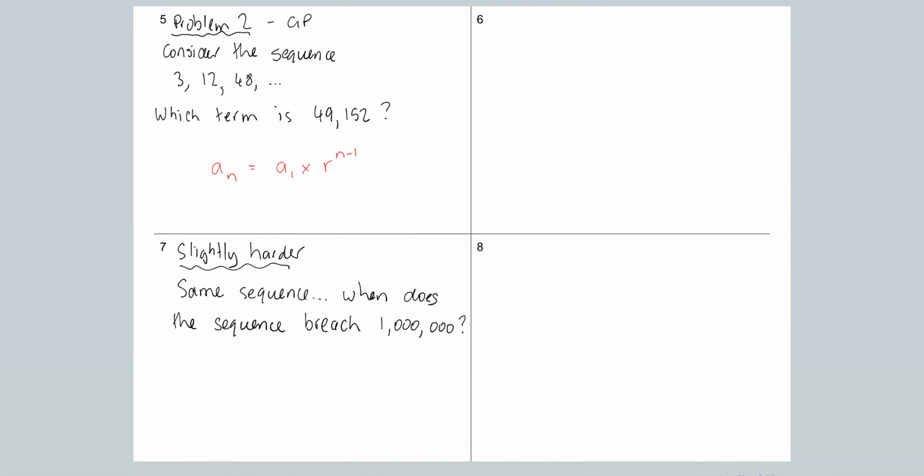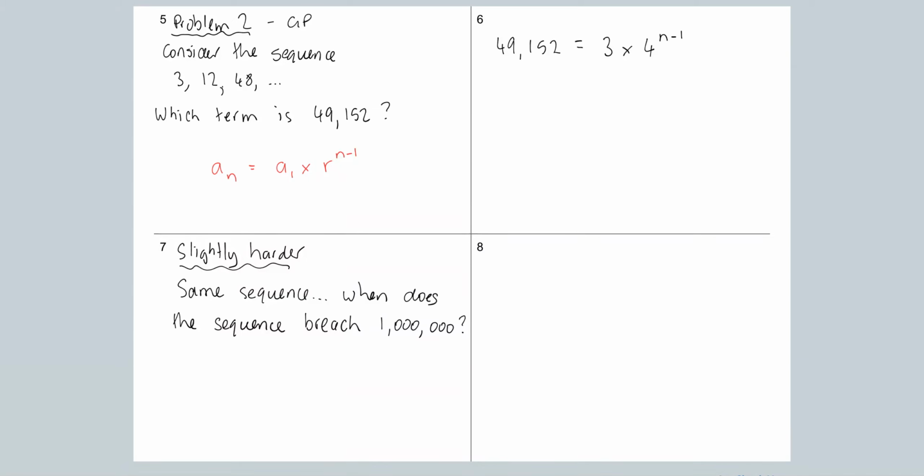We're asked to find out which term is 49,152. So we use a very similar process to start with, in that we use the general formula there, an equals a1 times r to the power of n minus 1, and we substitute the stuff we know. So we know that the term we're looking for is 49,152. So I put 49,152 down, and then I set it equal to the first term, which we know is 3, multiplied by r, which we do know, r is 4, raised to the power of n minus 1, which we don't know what n is, so therefore we don't know what n minus 1 is.